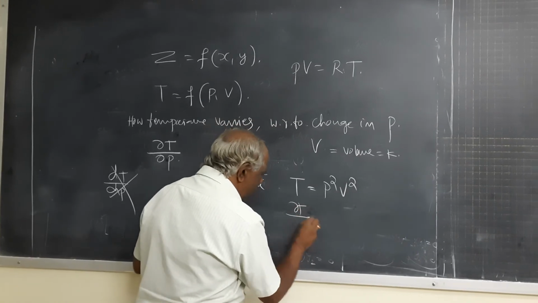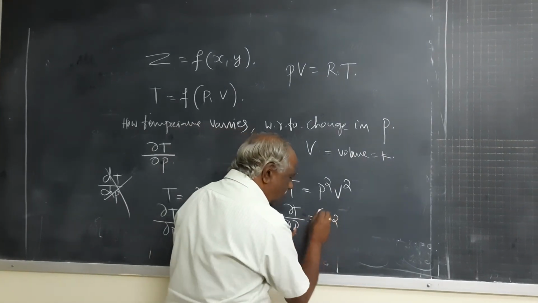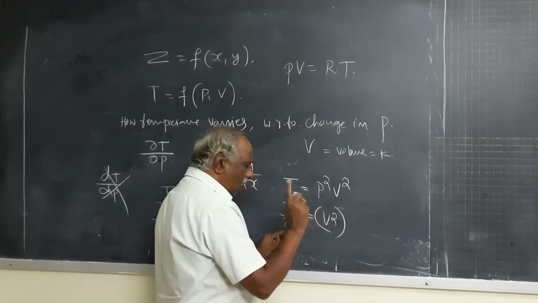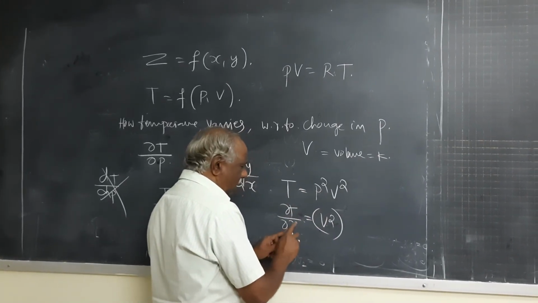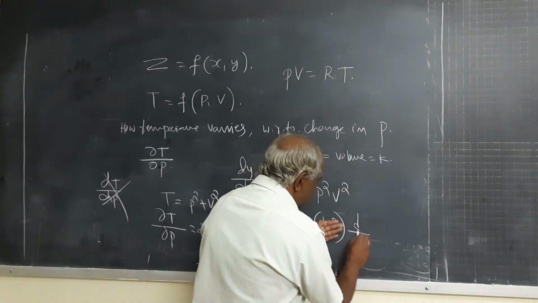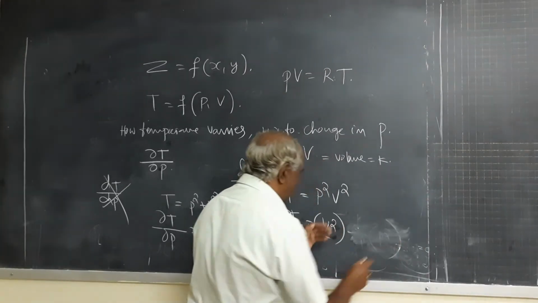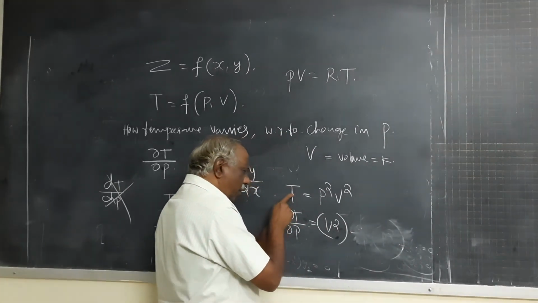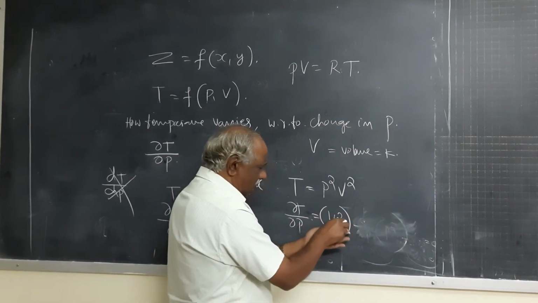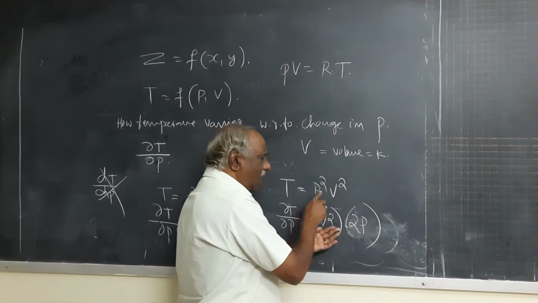Now, dou T by dou P means with respect to P, V is constant. Take that V squared outside. Now differentiate P squared. Observe once more, clearly understand. With respect to P, V squared is constant. Take it outside. Now differentiate P squared, which you can write as d by dP of P squared, or simply write it directly. So you are differentiating temperature with respect to P. Dou T by dou P means V squared is a constant. Take it outside. Differentiation of P squared is 2P. Why? P squared is just like your x squared.